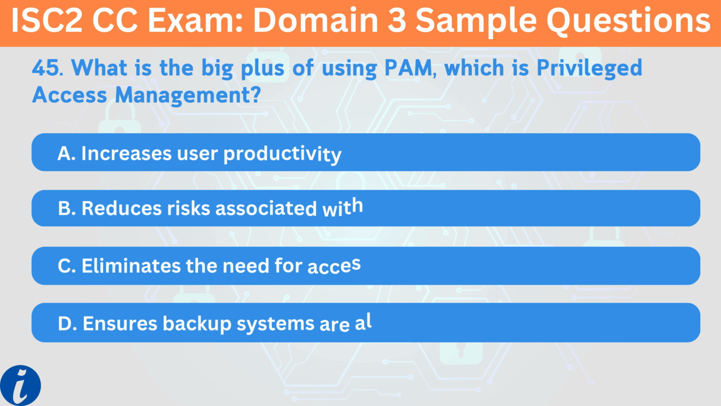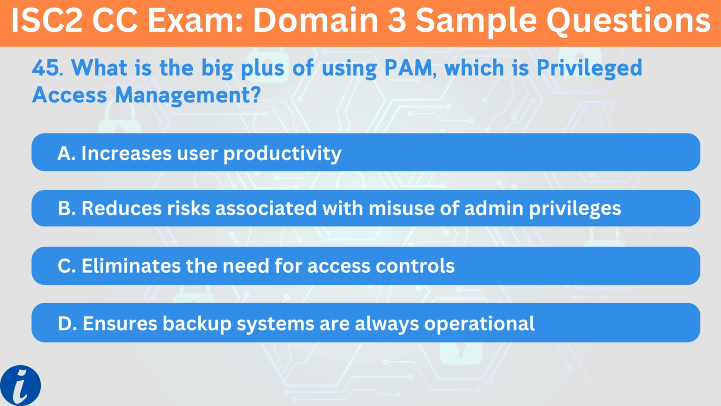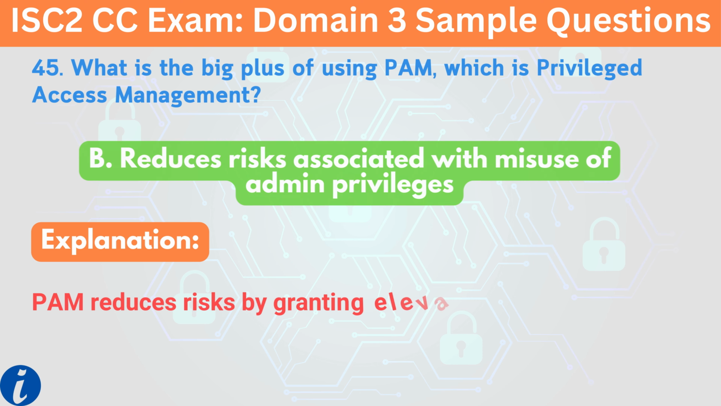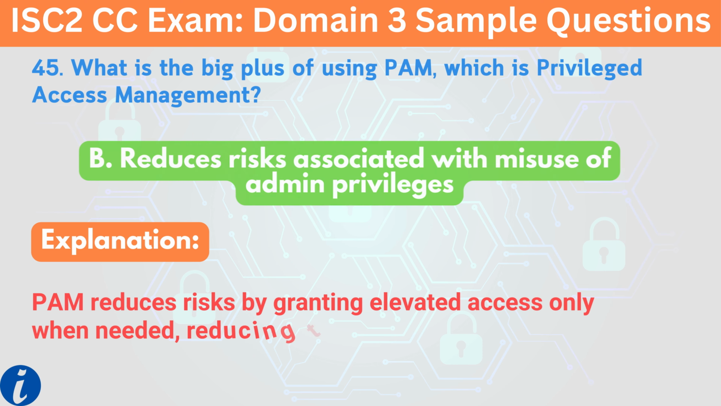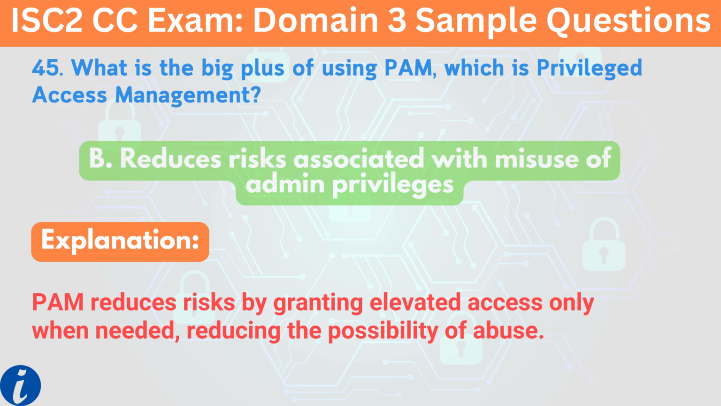45. What is the big plus of using PAM, which is privileged access management? A. Increases user productivity. B. Reduces risks associated with misuse of admin privileges. C. Eliminates the need for access controls. D. Ensures backup systems are always operational. The correct answer is B. Reduces risks associated with misuse of admin privileges. Explanation: PAM reduces risks by granting elevated access only when needed, reducing the possibility of abuse.